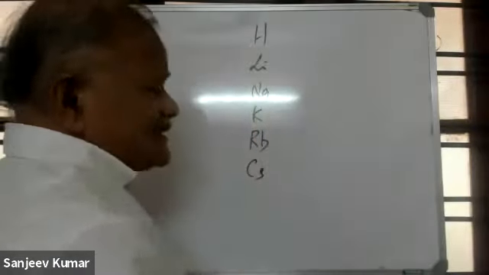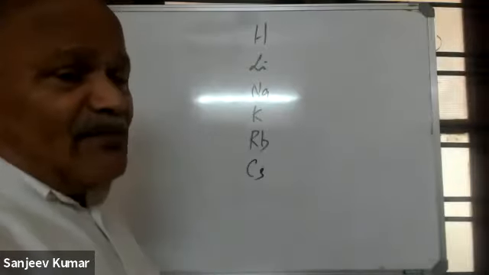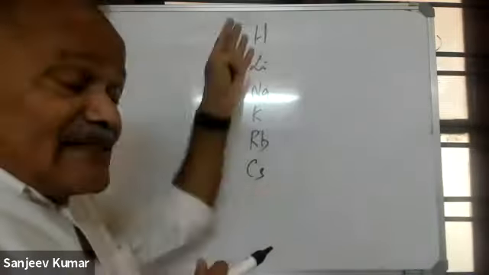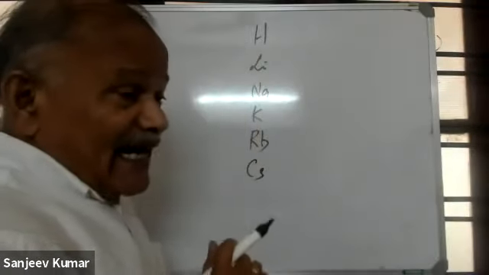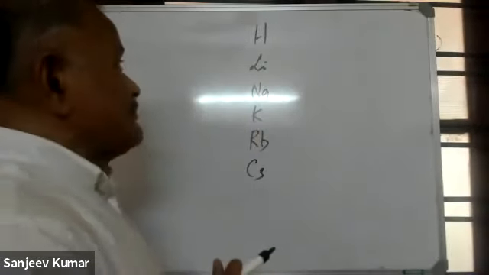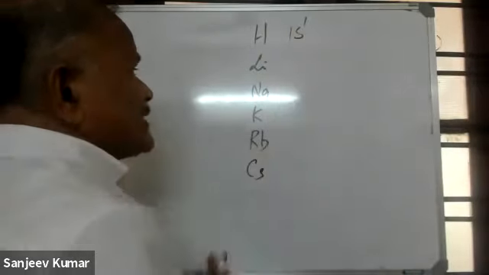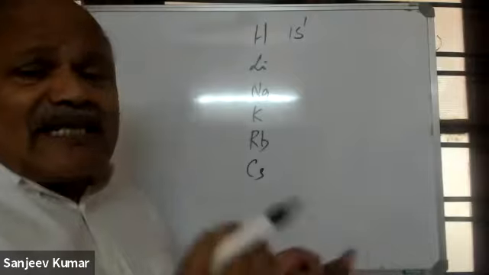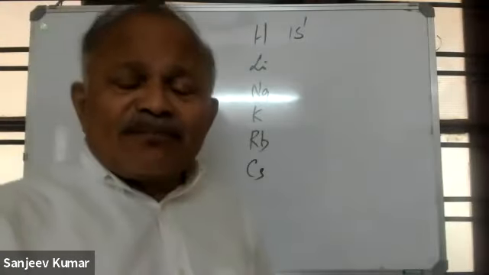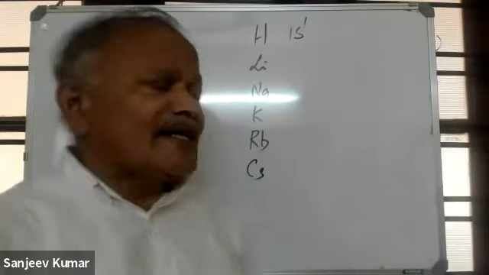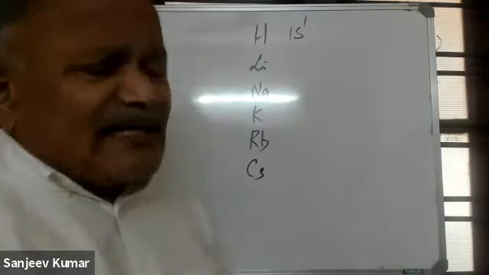But it will deviate from most of the properties of the alkali metals. It has resemblance with alkali metals as well as it deviates from alkali metals. The resemblance is its electronic configuration, 1s1. Lithium has valency shell electronic configuration 2s1, sodium 3s1. That is, the valency shell electronic configuration of hydrogen resembles that of alkali metals.